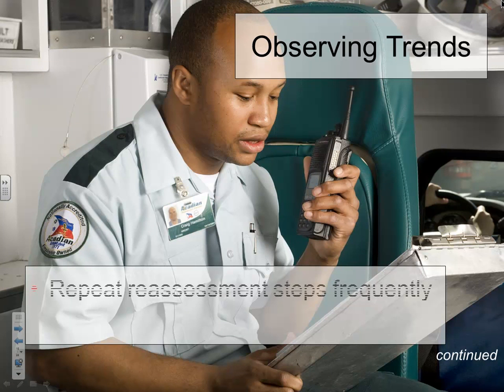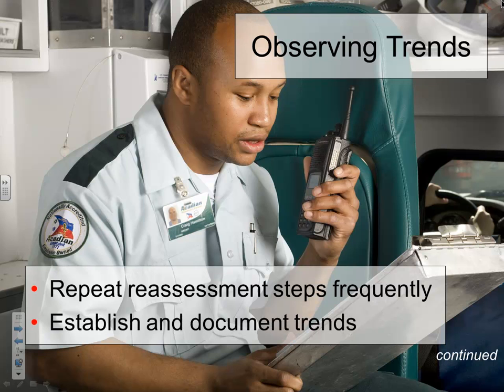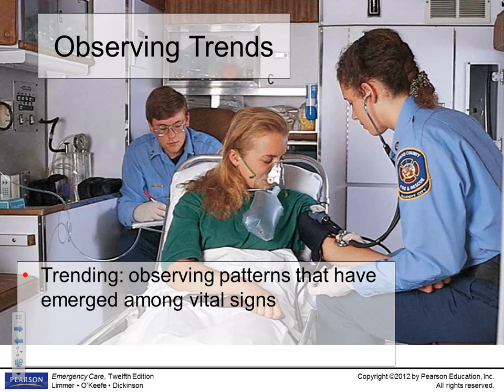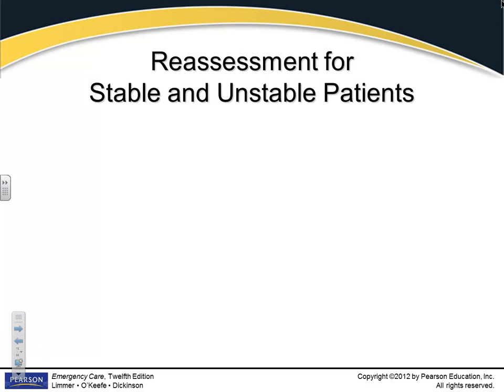All right. Observing trends. As I said, you're going to do your reassessment very frequently, depending on if they're stable or unstable. Watching for vital signs. And you may adjust your treatment based on how they're doing. Say you put them on a nasal cannula and initially their pulse oximetry was 96%. And then 10 minutes into it, you're doing your reassessment and you see their pulse oximeter is now 91%. What might you do?